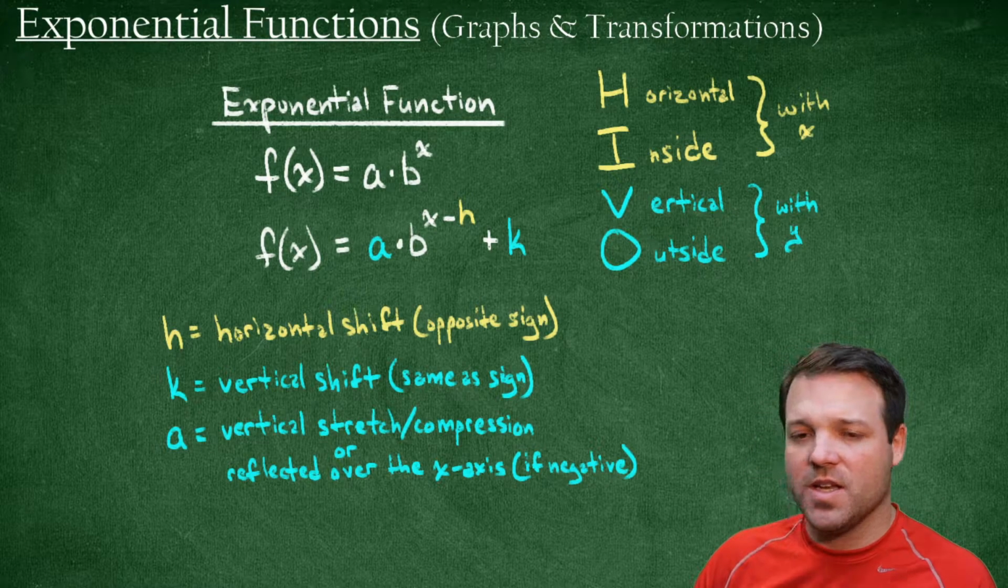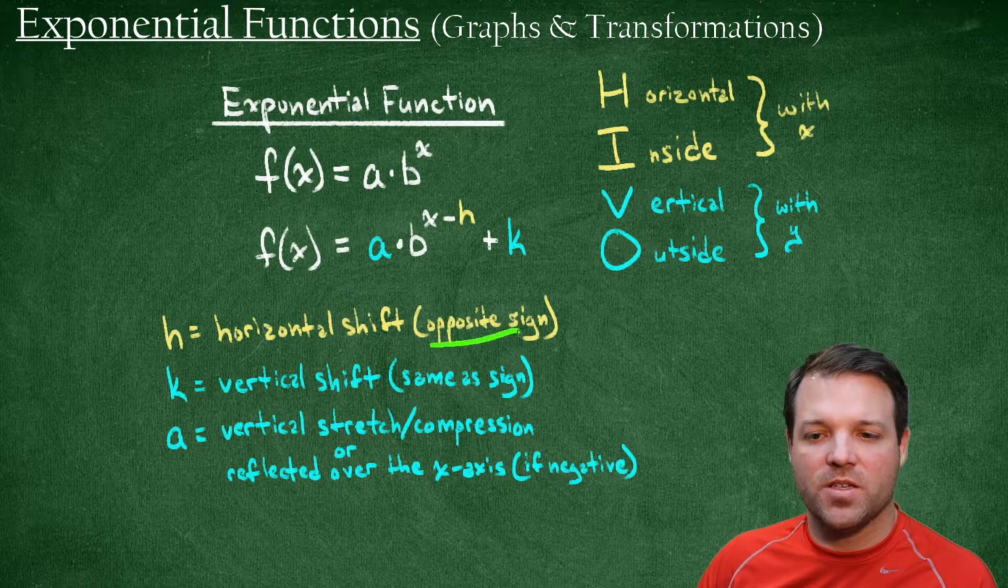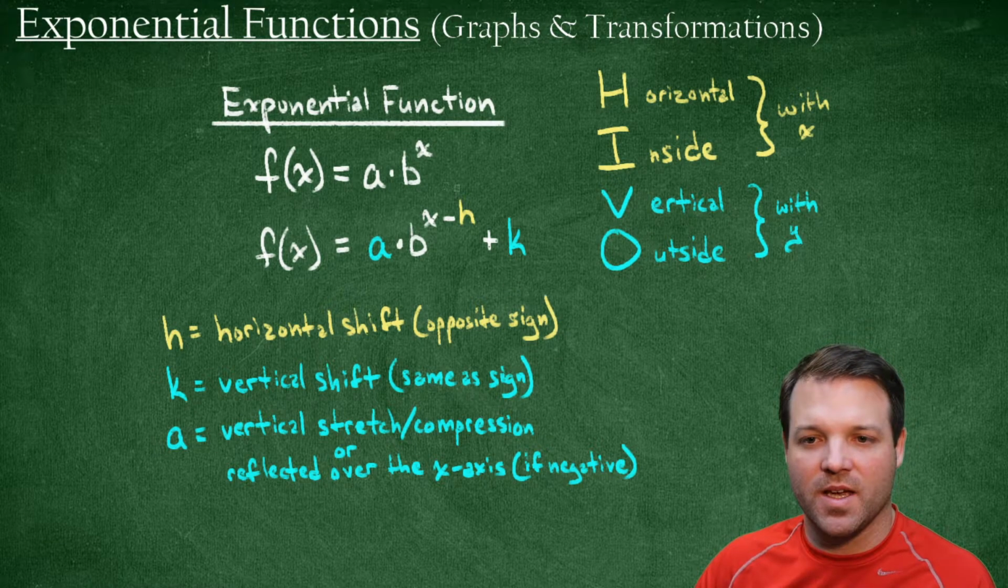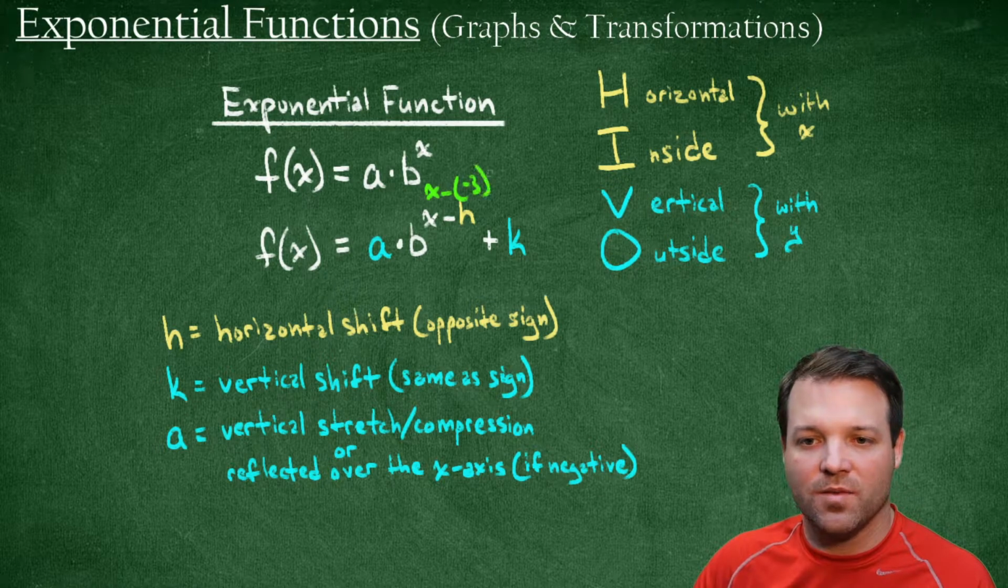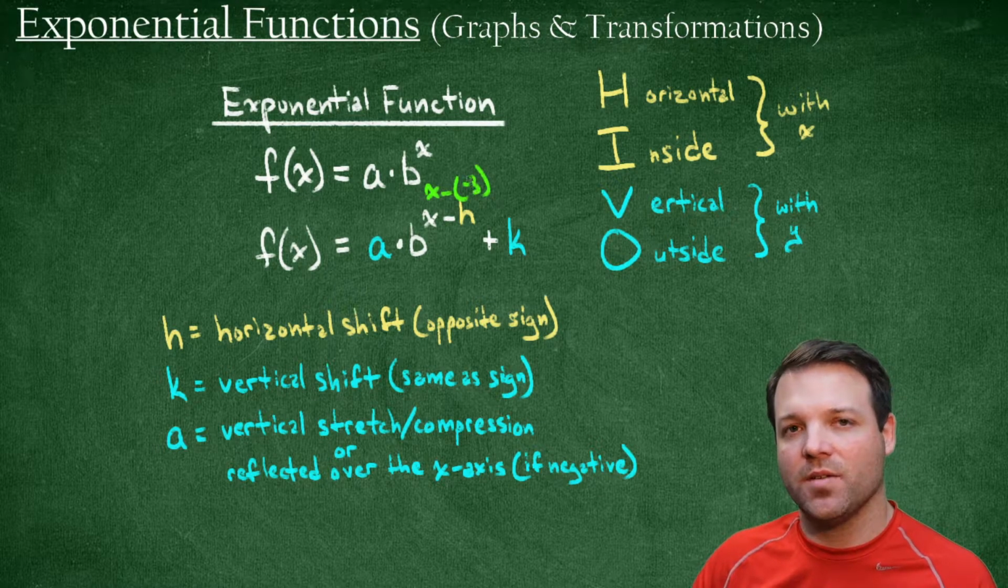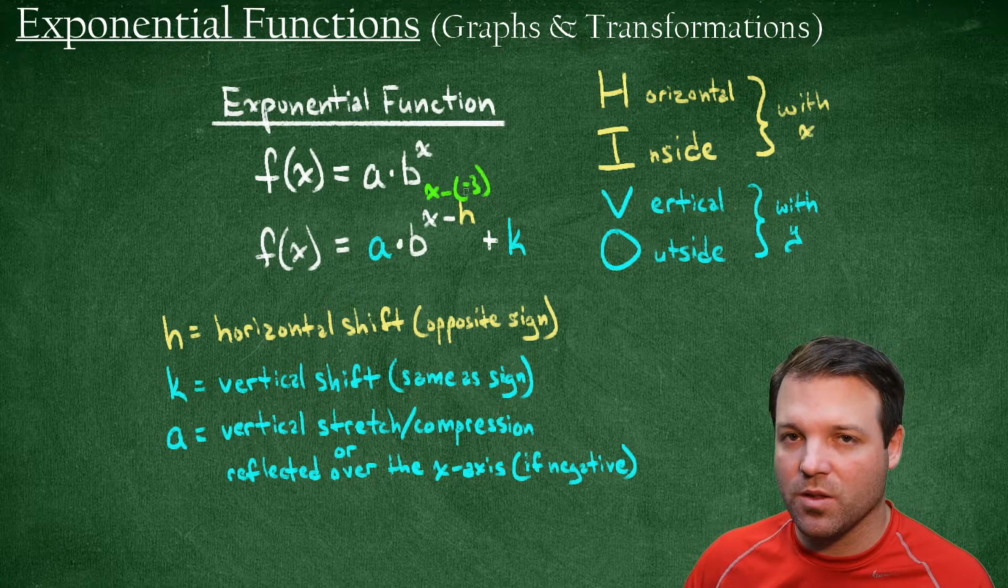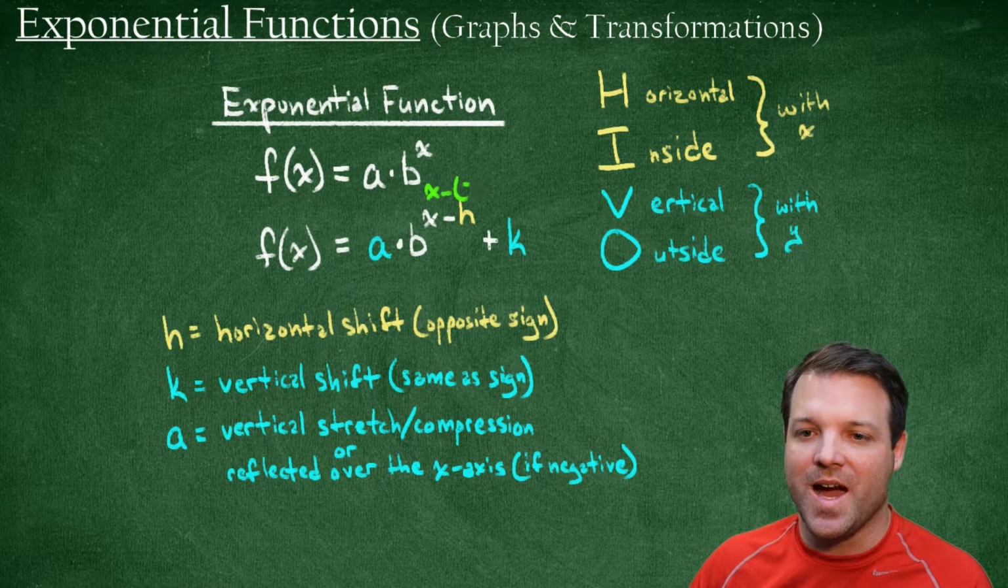So h stands for a horizontal shift, and it is always the opposite of the sign. And the reason why it's the opposite of the sign is because imagine h was -3. Well, that would be x minus -3. And x minus -3 would actually be x plus 3. So that is why it is always the opposite.